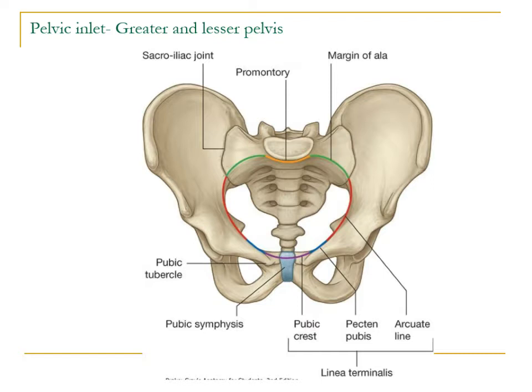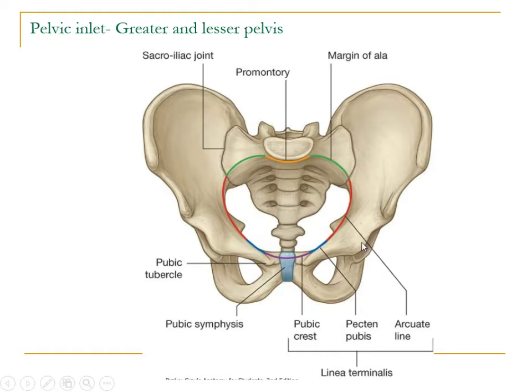Now let's talk about the different structures forming the pelvic inlet. So we can see the structures forming the pelvic inlet. It is the sacral promontory followed by the margin of the wing of the sacrum, that is the ala, meaning the wing. So the margin of the ala or the wing of the sacrum is followed by the linea terminalis.